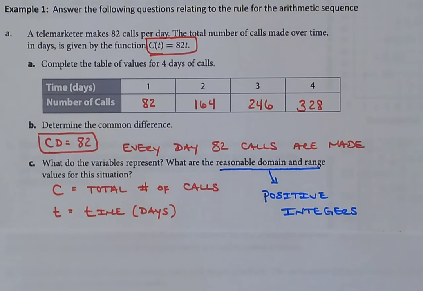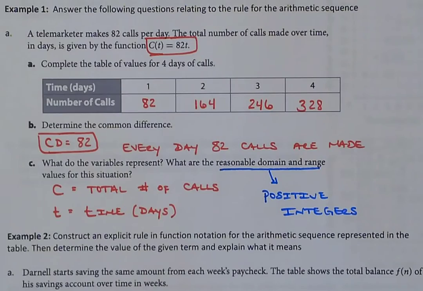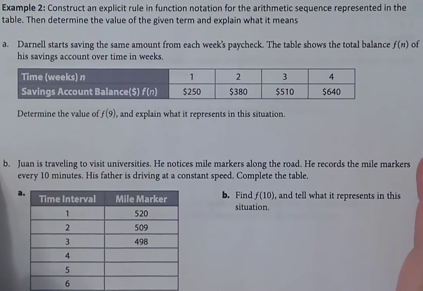Okay, so that is it for example 1. You're going to see a couple of problems like that, so I just wanted you to see how to fill in the table, how to identify your common difference, what the variables represent, and then what reasonable domain and range is. Next we're going to take a look at example 2. Let me go ahead and slide this on up.